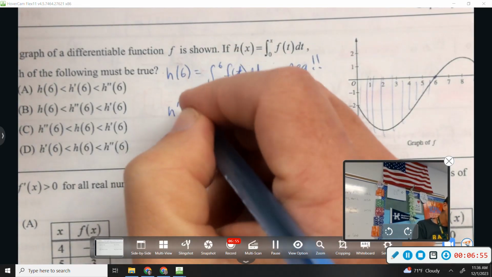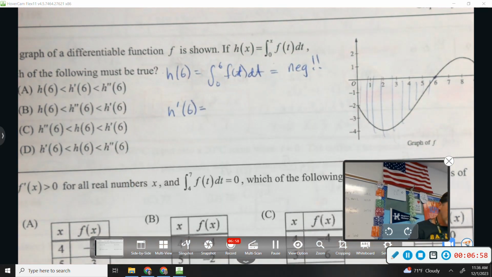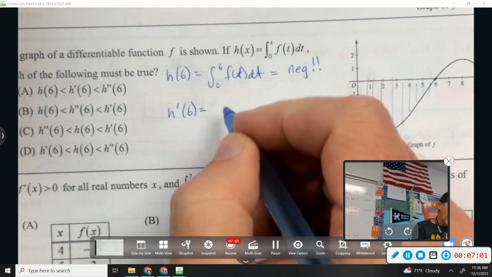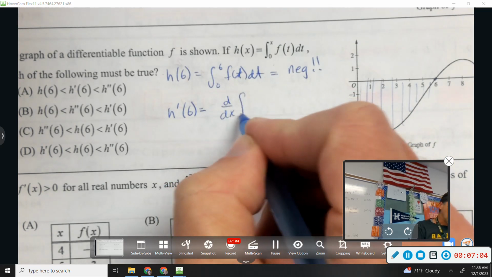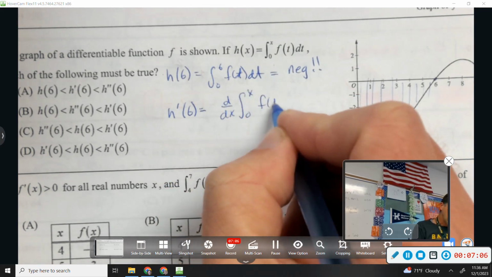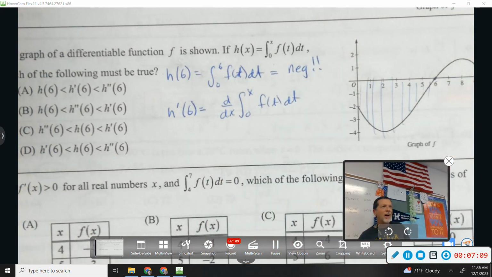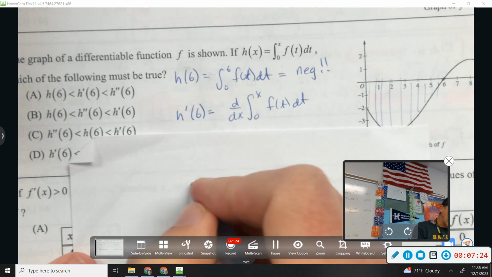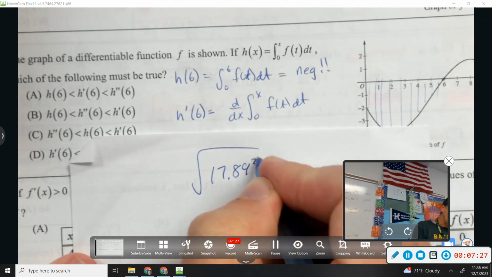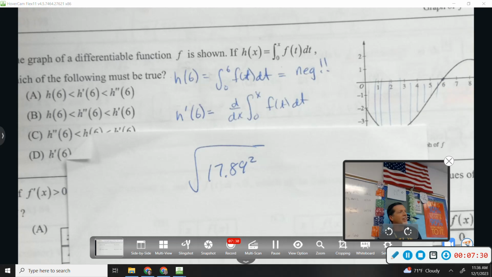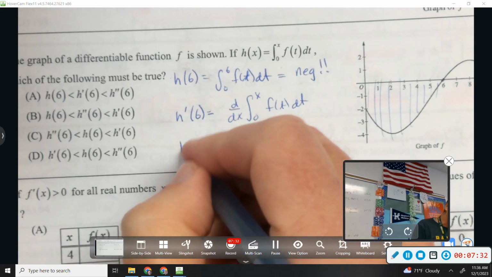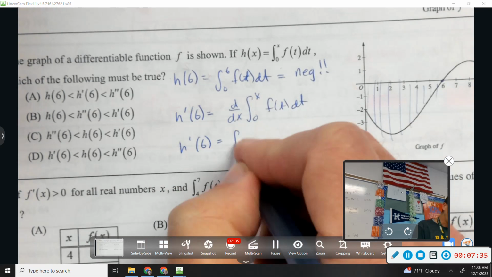H prime at 6. Well, that means I need the derivative of this thing. So I need the derivative of the antiderivative. Oh, but that's good news, right? It looks complicated, but it's good news, because what's the derivative of the antiderivative? Remember, this is my favorite Algebra 1 question to ask without giving them a calculator, and it stumps those poor kids because they can't figure out. They just cancel each other out. And so h prime of 6 is the same thing as f of 6.